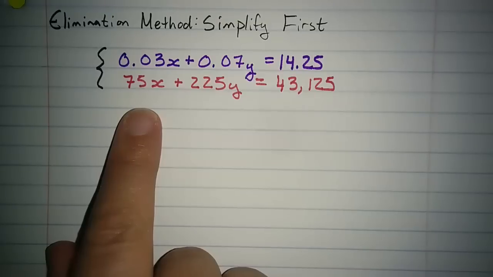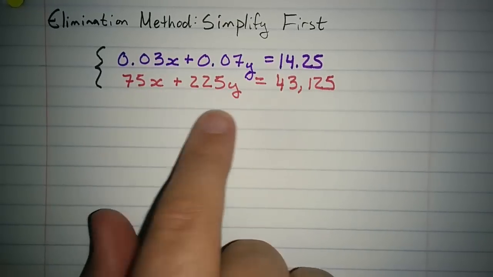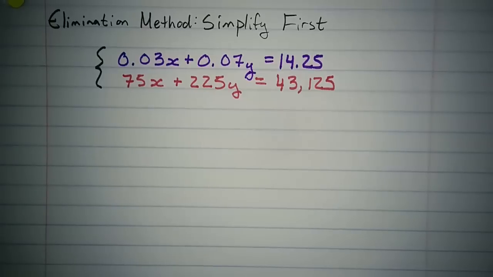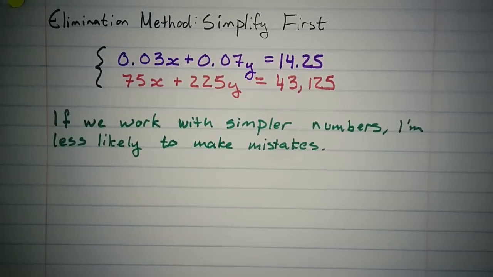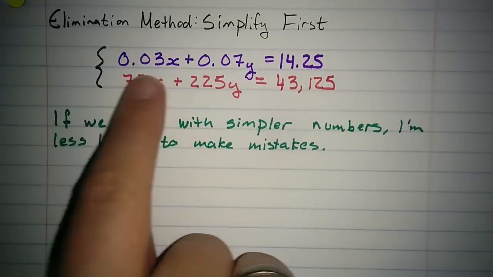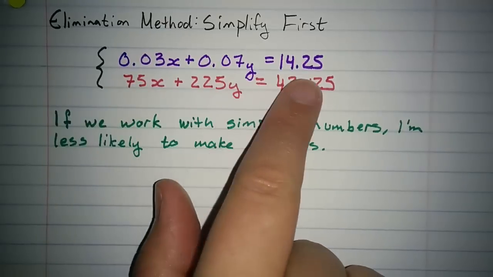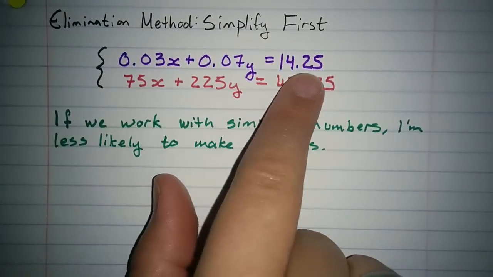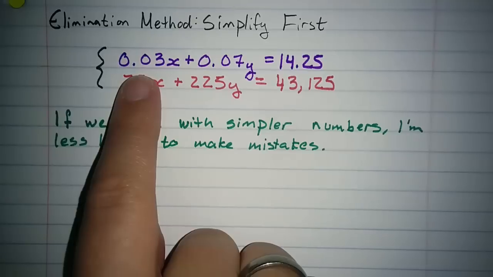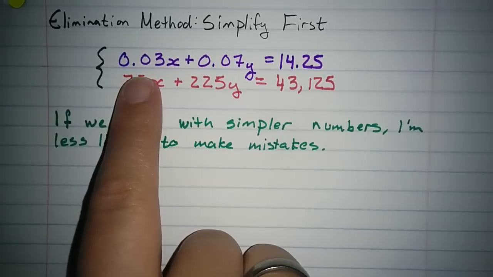However, these numbers are all kind of long and awkward and time-consuming to write, and I think that when I'm writing them out, I'm likely to make mistakes. If I work with simpler numbers, smaller, shorter, easier to write, I'm less likely to make mistakes. Looking at this first equation, I see that these decimals are all in the hundredths, which means that if I multiplied both sides by 100, I could work with all whole numbers.